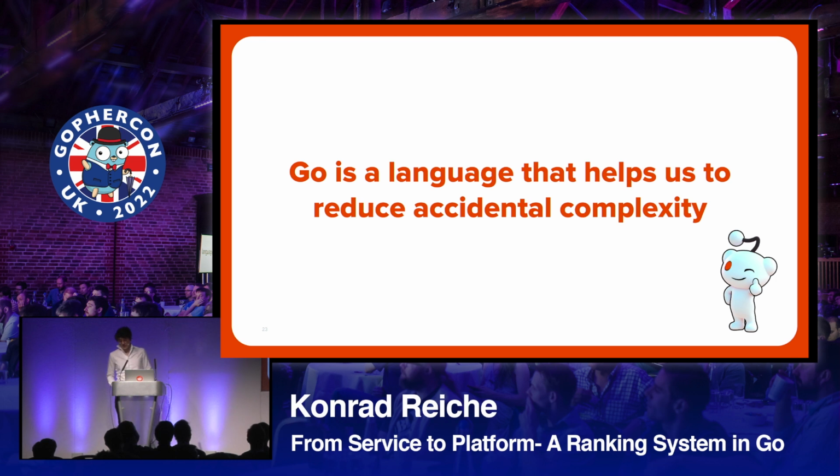Go is a language that helps us naturally to reduce accidental complexity through the language design and its philosophy. Writing idiomatic Go code means to write code that has less accidental complexity. And I'm going to show you why this played such an important role for us at Reddit, how we design and implement recommendation pipelines.